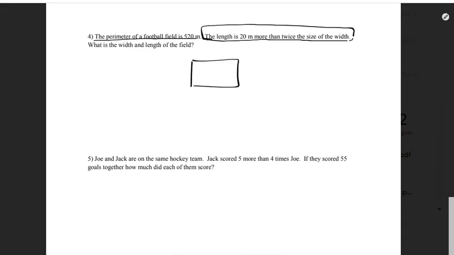Now, if they don't give you the width and they make a comparison between the two, I always make my smallest be x. So I'm going to say let x equal the width. That's the smallest. So there's my width. There's an x and an x. Now it says the length is 20 more than twice. So if the width is x, twice is 2x. And then 20 more is plus 20. So that's 2x plus 20, and this length is 2x plus 20.